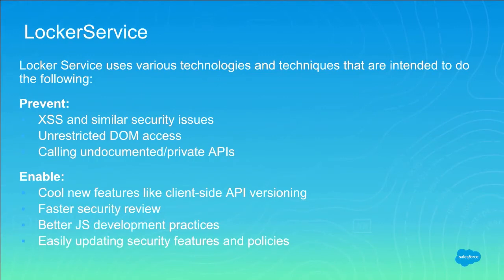What it enables us to do is, number one, if you're an ISV partner and you want to post a package on the AppExchange, go through security review. Today, because Locker Service is not enforced everywhere, a manual tester has to sit through and go through every line of your code and make sure there are no security vulnerabilities before they pass the review. I'm exaggerating slightly. They have some tools, but still it is a manual process.